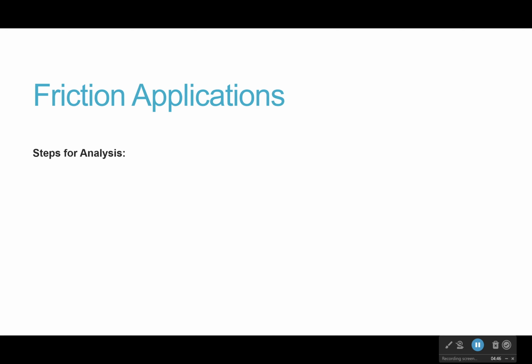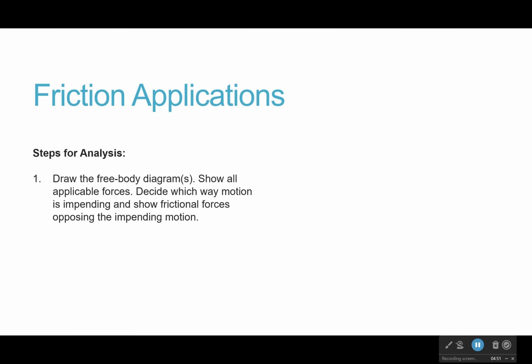Okay, now when you're solving problems with friction, what are the steps you follow? Well, first, draw a free body diagram, and sometimes it's going to be multiple free body diagrams. You need to show all applicable forces, and you have to decide which way motion is impending. Most times in this class, actually all times in this class, it's not moving, it's just about to move. If you apply just a little bit less force, it'll slide down the hill. If you apply just a little bit more force, it might go up the hill. One or the other is happening, and you have to decide which one it is. Your frictional forces are always opposing this impending motion.